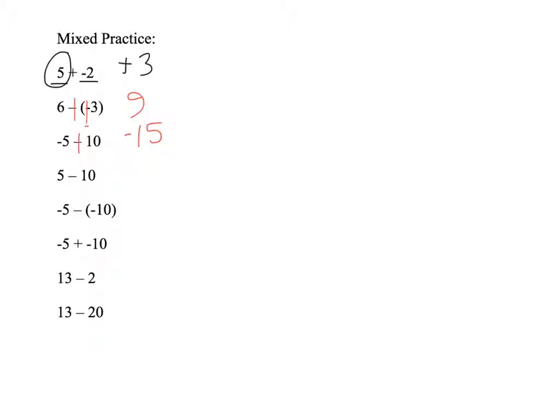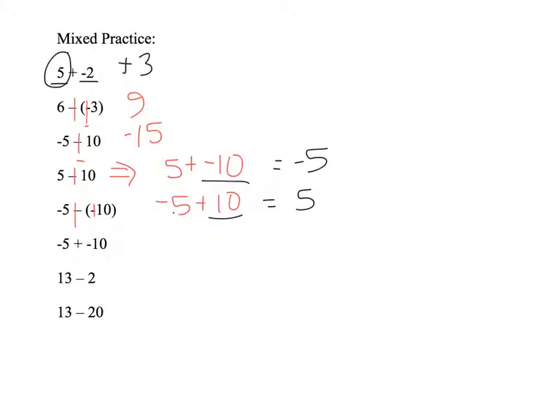The next one is a subtraction problem, so I add the opposite. So this turns into 5 plus negative 10. There's more negatives than positives, so the answer is negative 5. Next problem, I add the opposite. So this turns into negative 5 plus 10. There's more positives than negatives, so this answer is positive 5. Next one, they're both negative, so when I add and they're both negatives, the answer is negative 15. 13 take away 20 is 13 plus a negative 20. There are more negatives than positives, so the answer is negative 7.